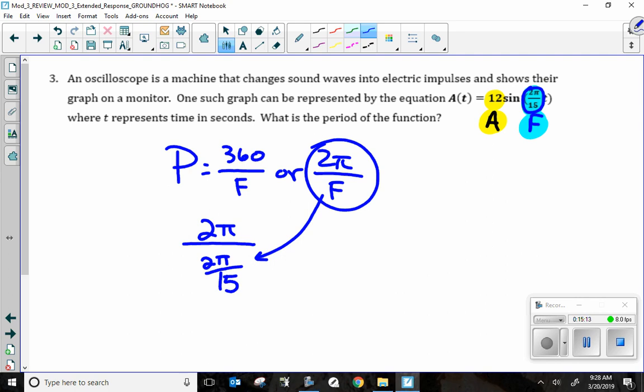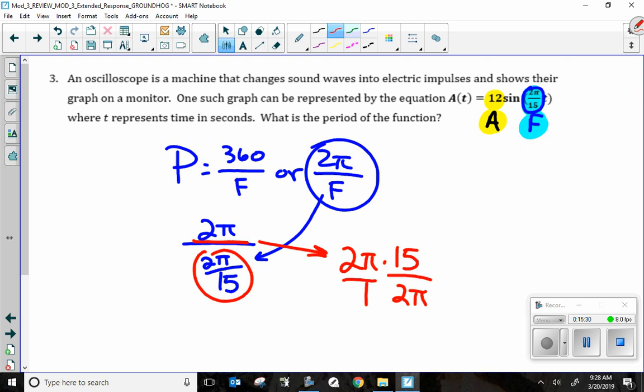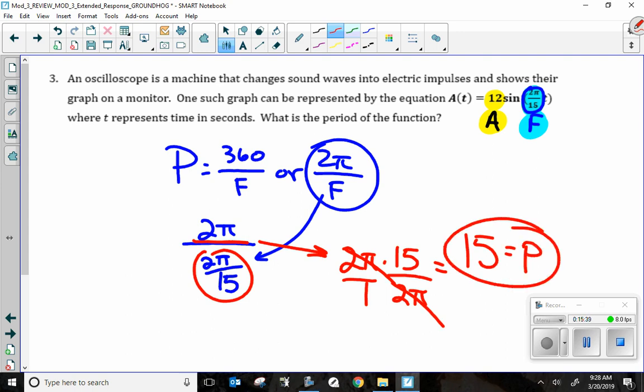Now, what do I do when I divide by a fraction? I multiply by its reciprocal. I multiply my numerator by the reciprocal of this, by the flip. And the beautiful part there is, and this is why I use 2 pi, these cancel. And I end up with 15 is the period. Very, very simple if you know how to get period from an equation. Okay?